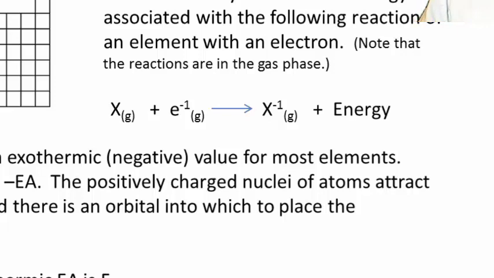So if we look at the idealized reaction, you have an element X in a gas phase. Again, these are defined as being in a gas phase, reacting with an electron to form an anion, X minus 1. And it's the energy associated with this. Again, for most elements, but not all, this is a negative value, an exothermic reaction.